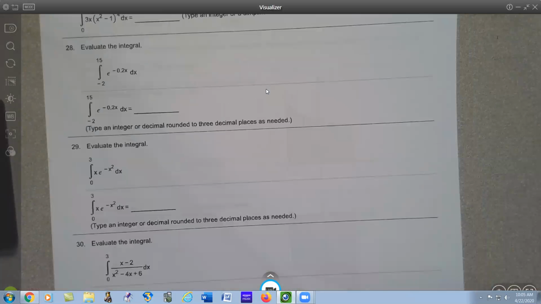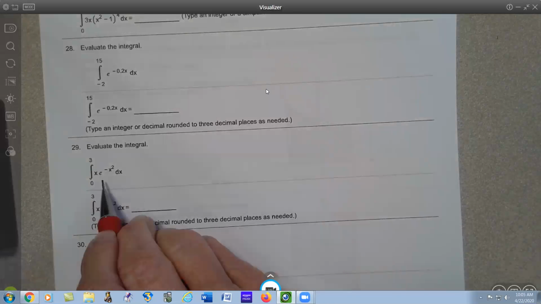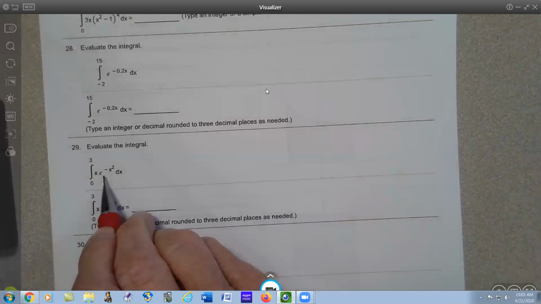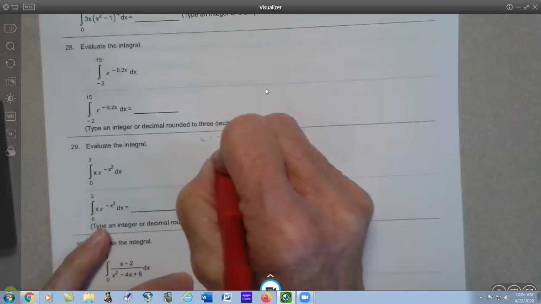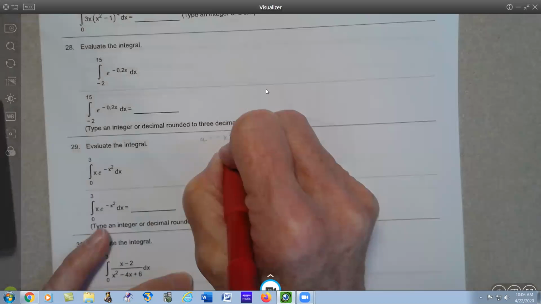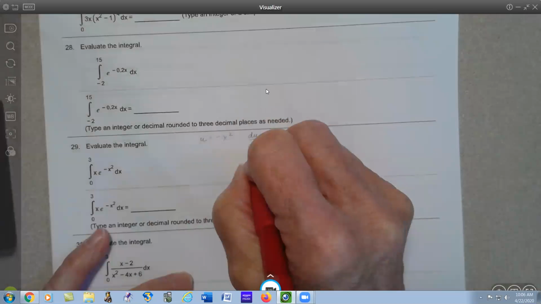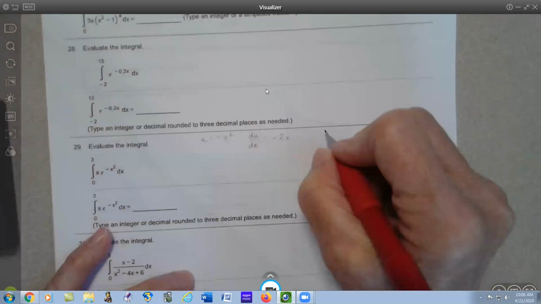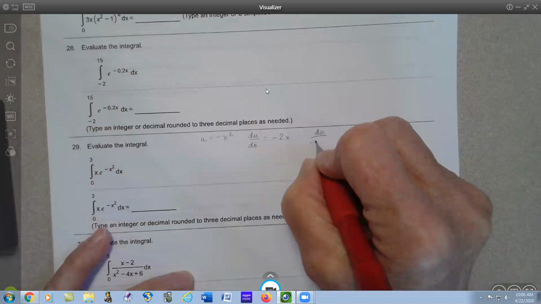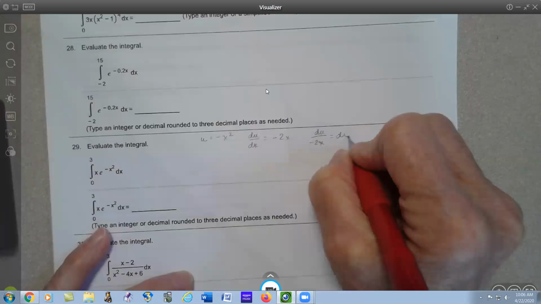Okay. First thing I've got to do is integration. And if it's not e to just a nice little old letter, then I've got to use the u substitution. So I'm going to let u equal the negative x squared. So my du over dx would be a negative 2x. And see if you're in agreement with my work so far.